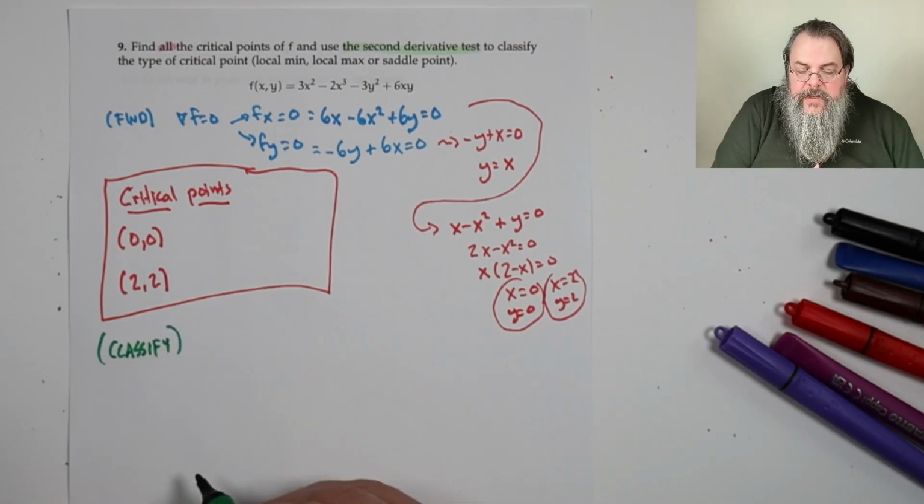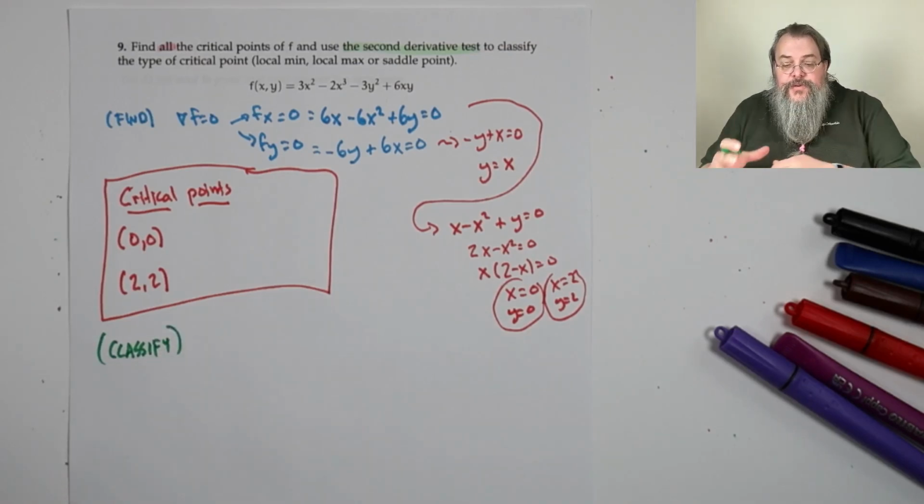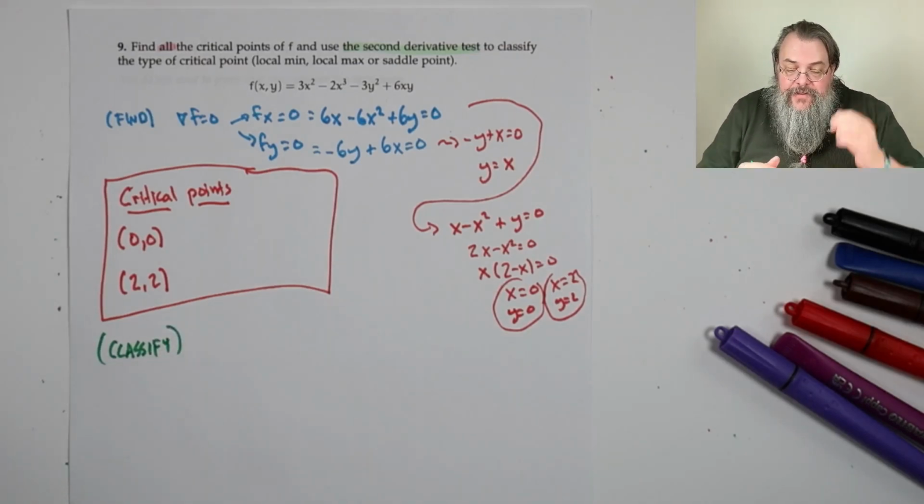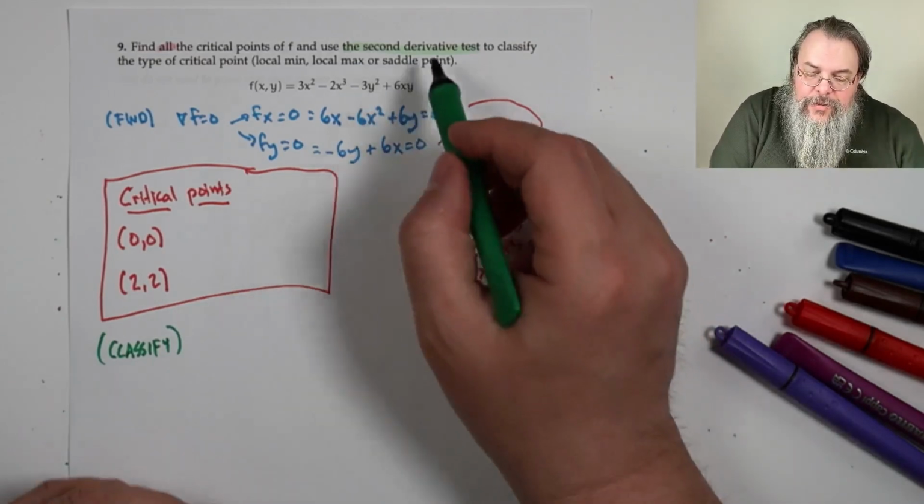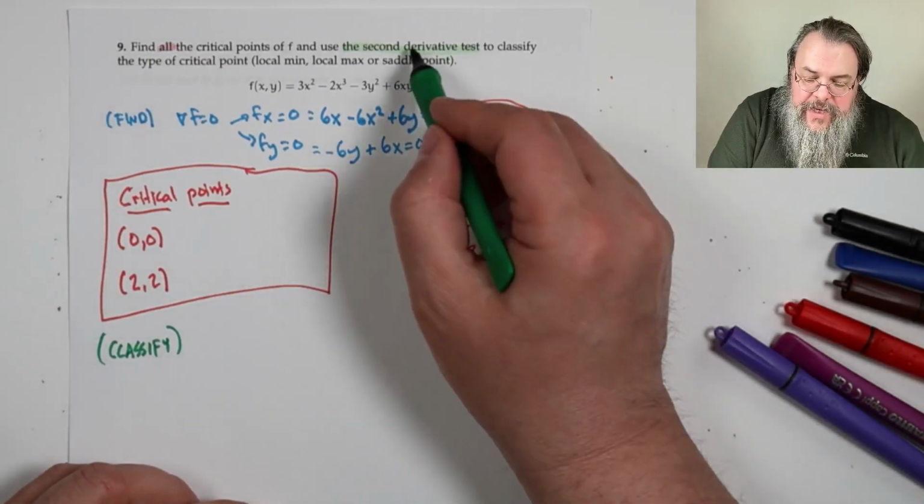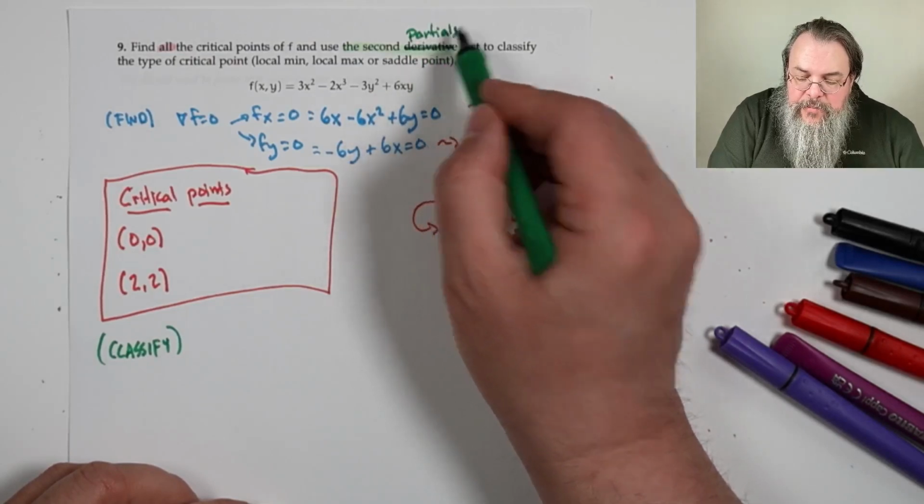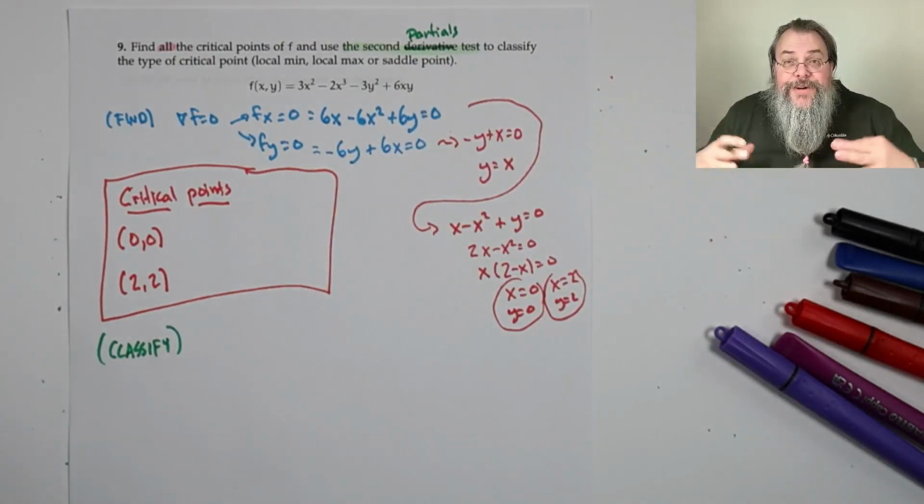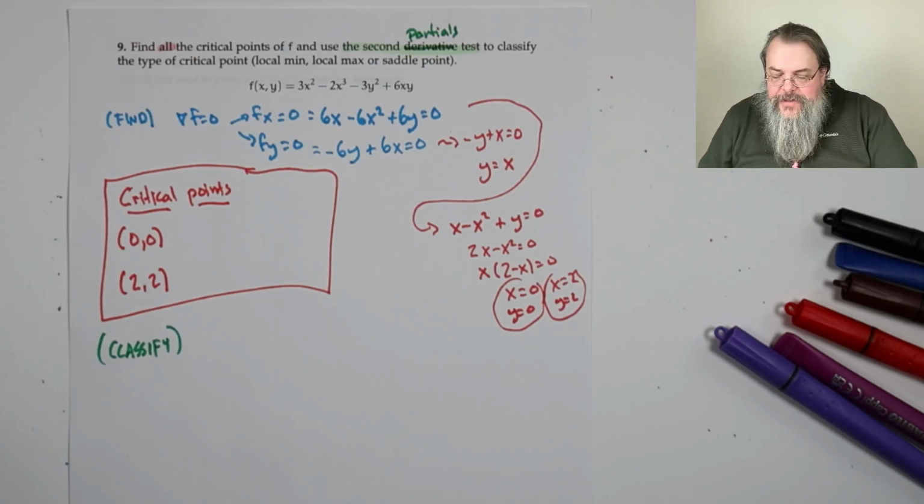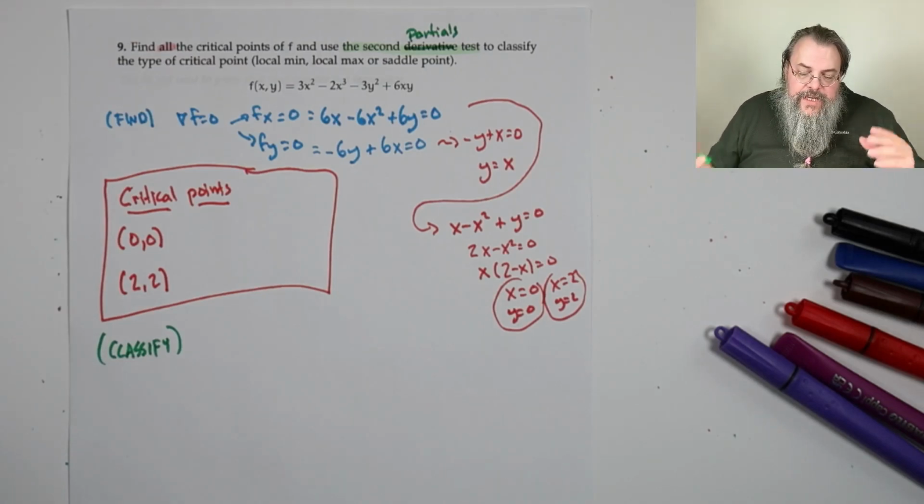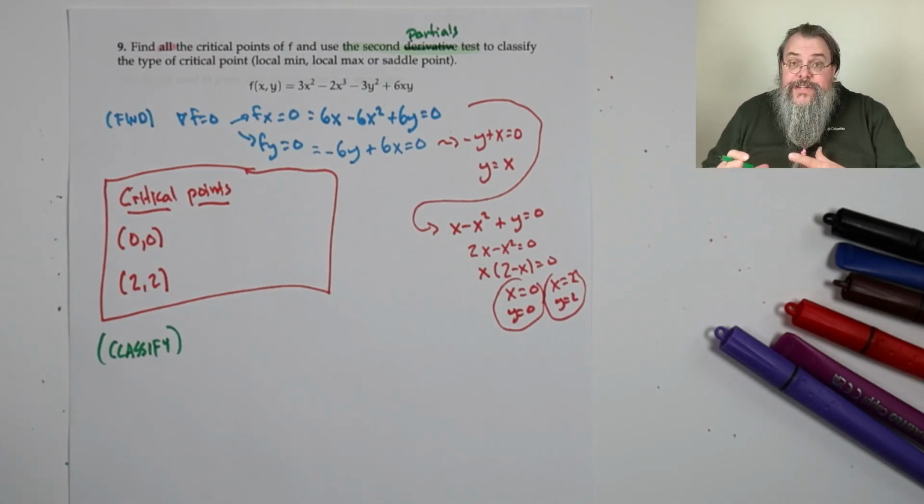So classify. Now, this goes into the second derivative test. Technically, it shouldn't be called the second derivative test. It should be called the second partials test because it's partial derivatives. But we understand what we mean. We're among friends here, so we're not going to split hairs. So the second partials test, and what does that say?